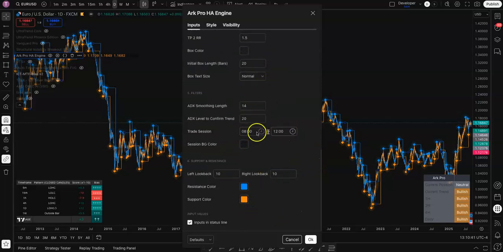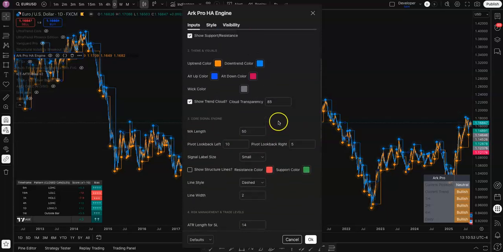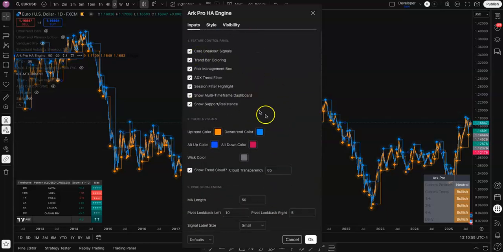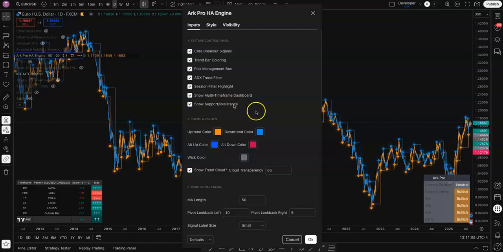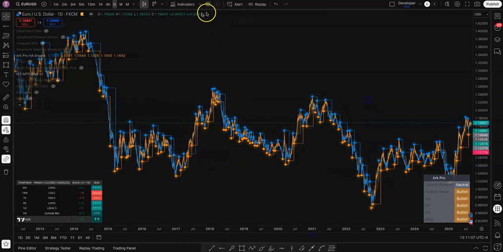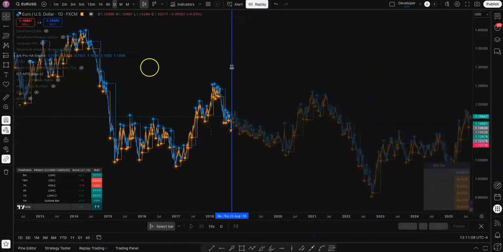Now, I'm going to be trading only my session in the morning, so from 8 a.m. to midday, New York time. This is based in New York time. At the moment, if you want to hide the support and resistance because you consider it too much, well, it's pretty much just for visual. I'll explain. Let me go to bar replay here, and I'm going to go randomly.